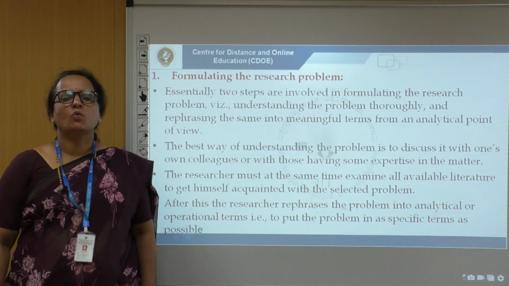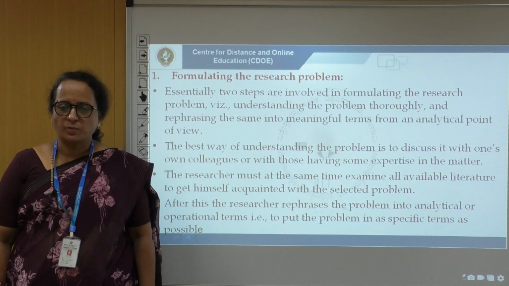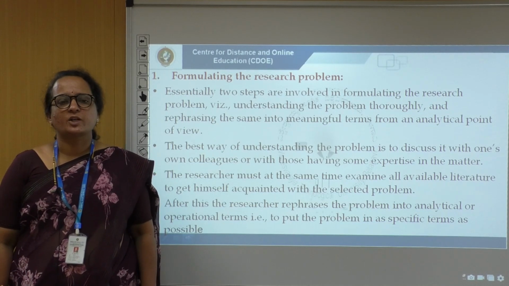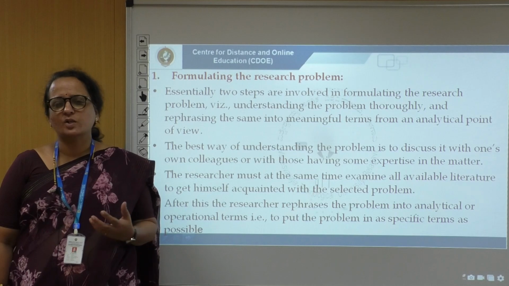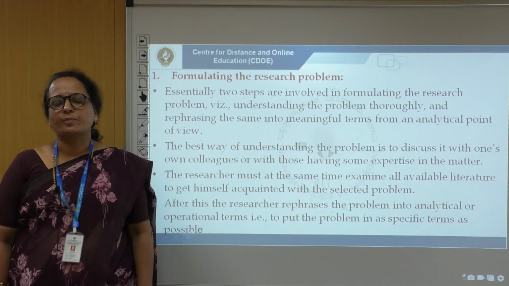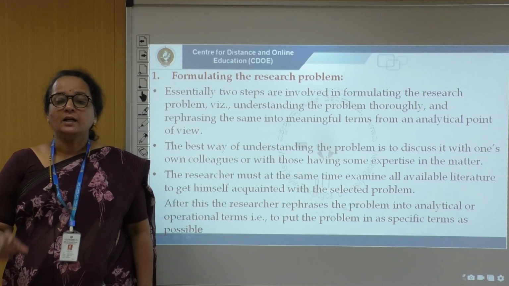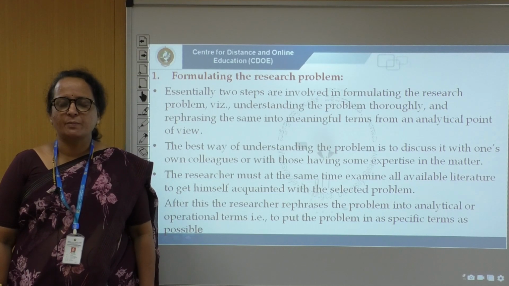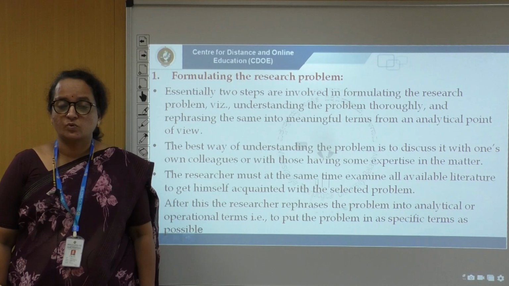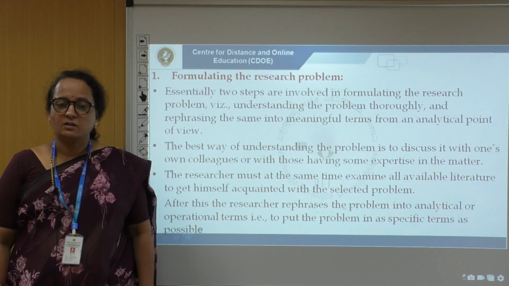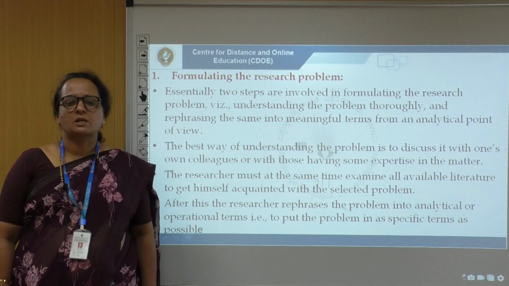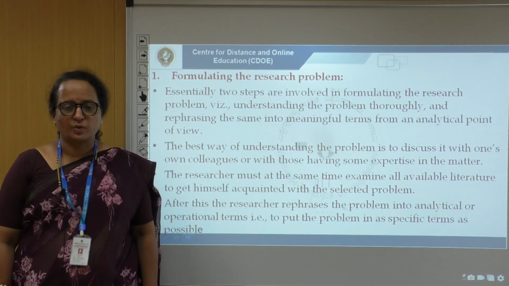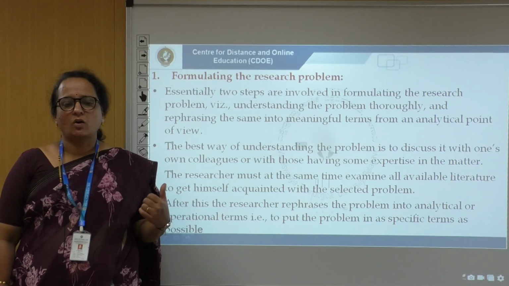I'll repeat it once again. There are 2 steps involved in formulation of the research problem. One is thoroughly understanding the nature of the problem. The researcher will try to understand the nature of the problem thoroughly, and then put the problem in the form of a statement, a statement in operational or analytical terms. So these are the 2 basic steps involved in research formulation. And we'll talk about the first step.